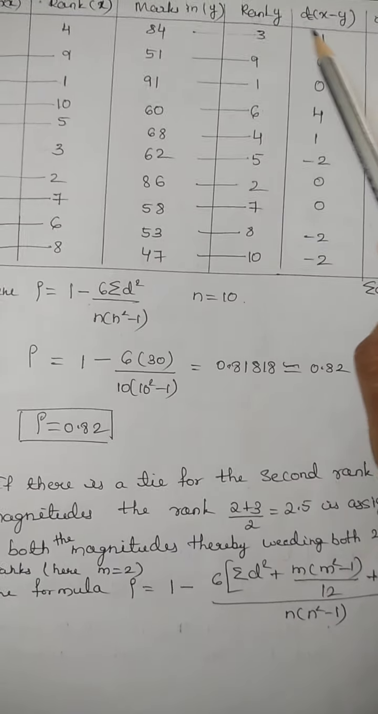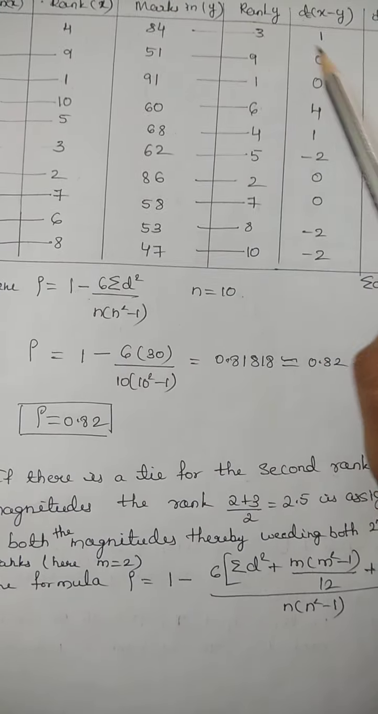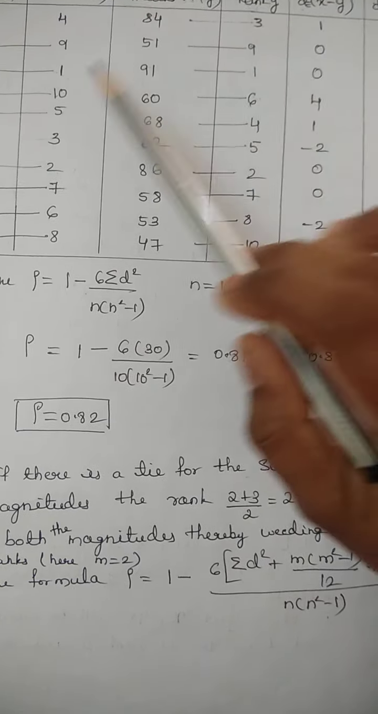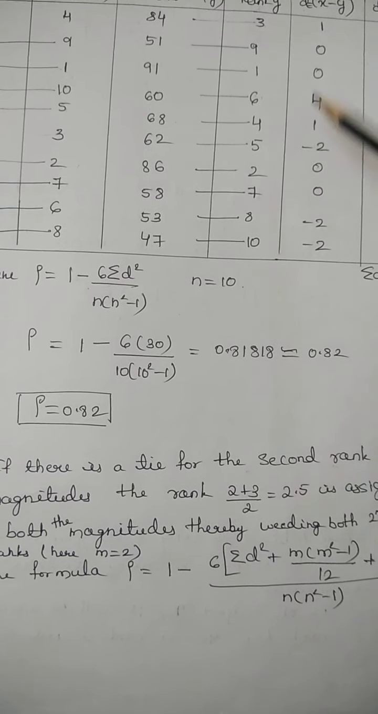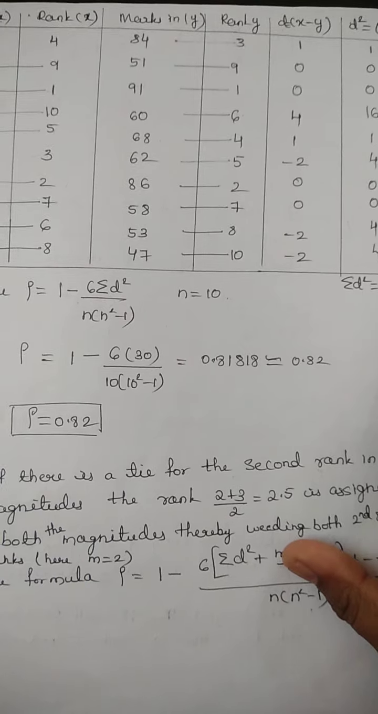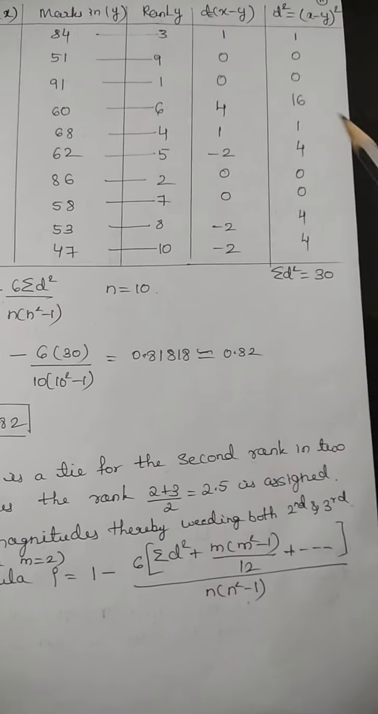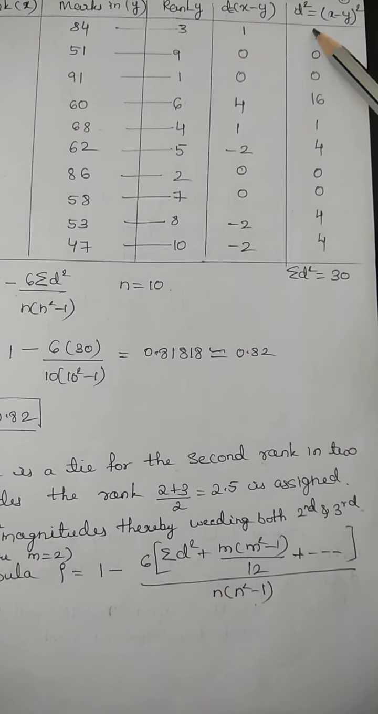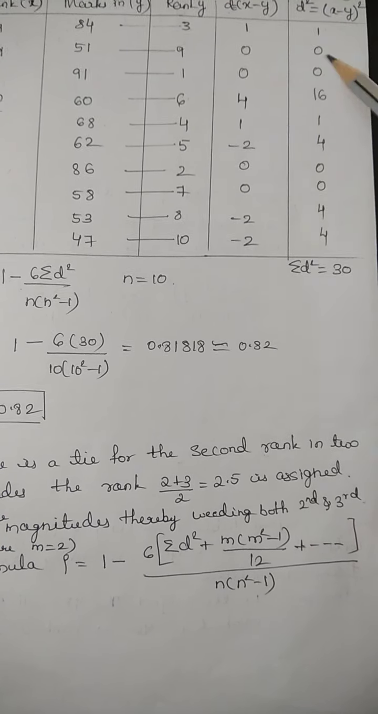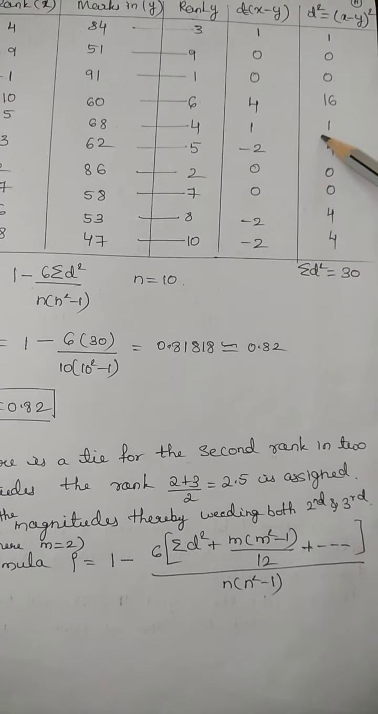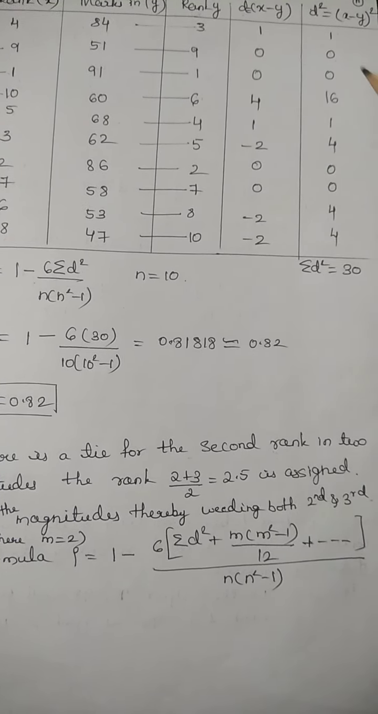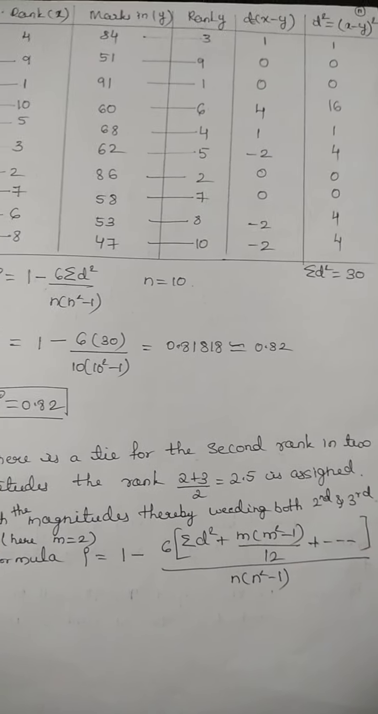So 4 minus 3 is 1, 9 minus 9 is 0, 1 minus 1 is 0, 10 minus 6 is 4. This way you have to subtract the rank of x and y. Then square this D: 1, 0 square 0, 4 square 16, 1 square 1, minus 2 square is 4. And add these; you are getting 30.